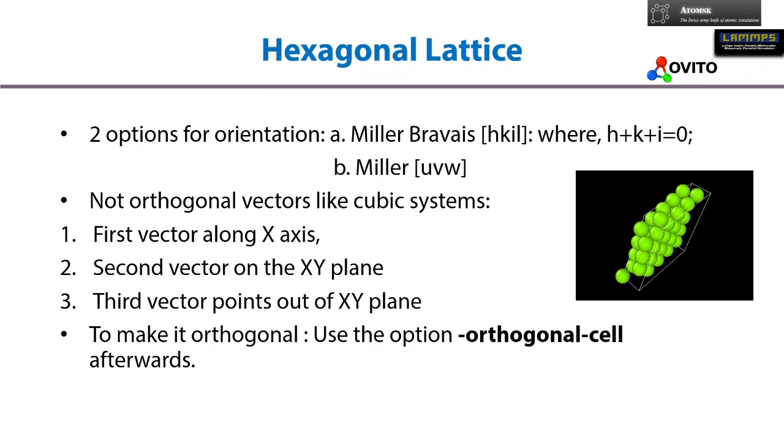So in case of Miller-Bravais you see that there are 4 coordinates or 4 numbers h, k, i and l, where the requirement is the first 3 numbers h, k and i need to have a summation equal to 0. So why exactly? This is mainly to maintain the 6-fold symmetry of the hexagonal structures.